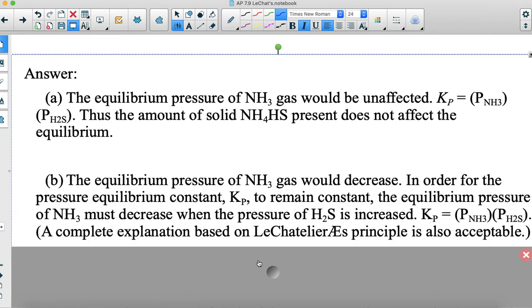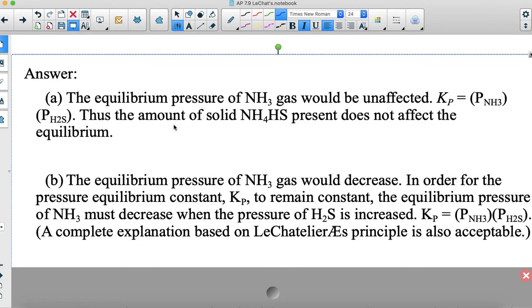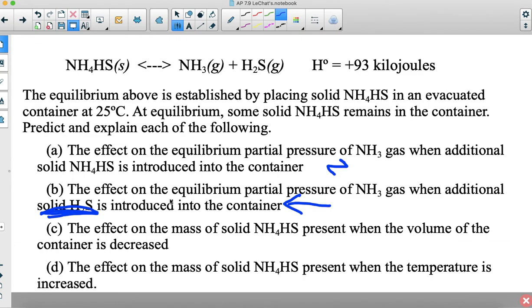The equilibrium pressure of the NH3 gas would decrease. In order for the equilibrium pressure constant to remain the same, to be constant, hey, it's a constant, the equilibrium pressure of NH3 must decrease when the pressure of H2S is increased. A complete explanation based on LeChatelier's principle is also acceptable. So this AP prompt saying you could do it in terms of the K sub P, or as I just did, since this is the section we're on, we can do it in terms of LeChatelier.